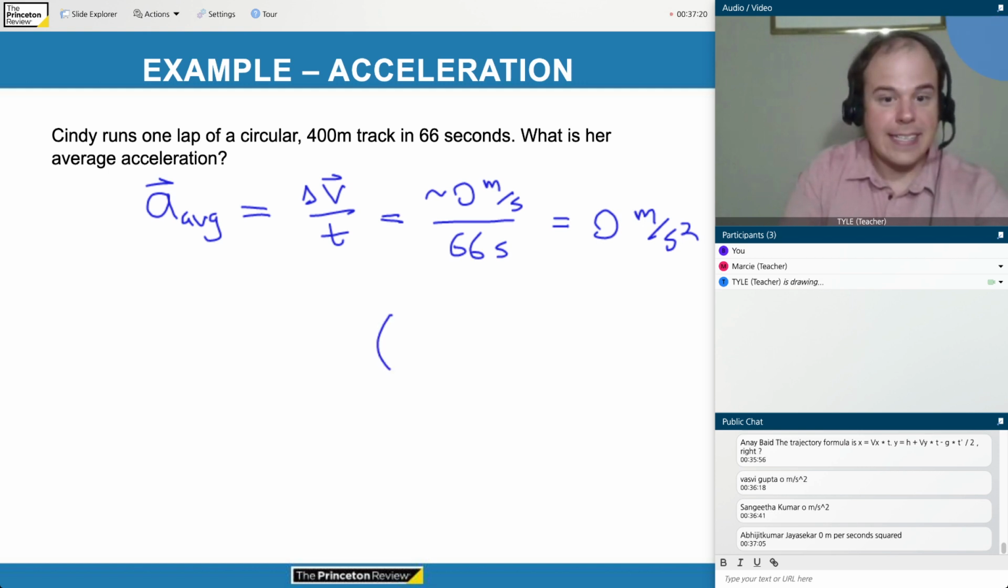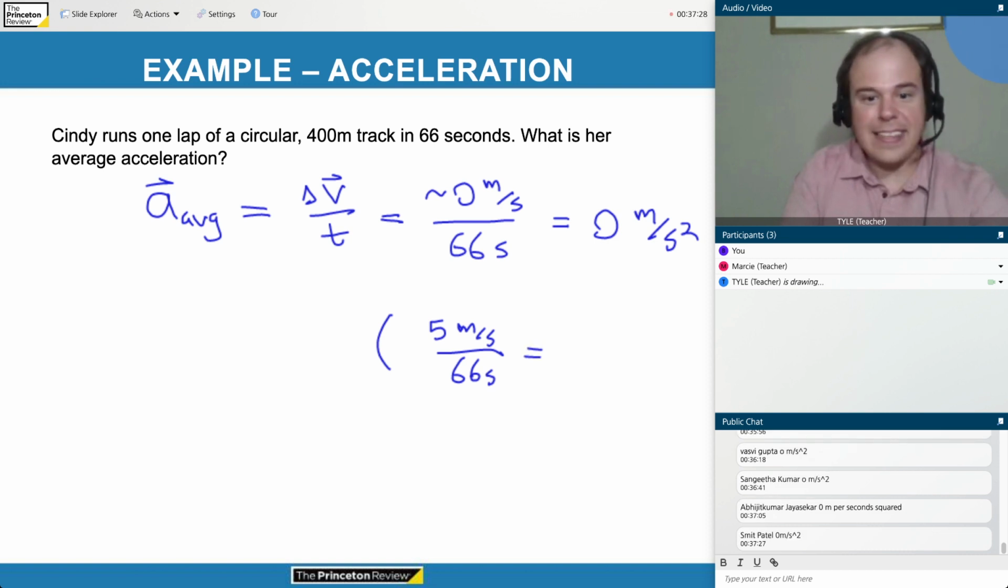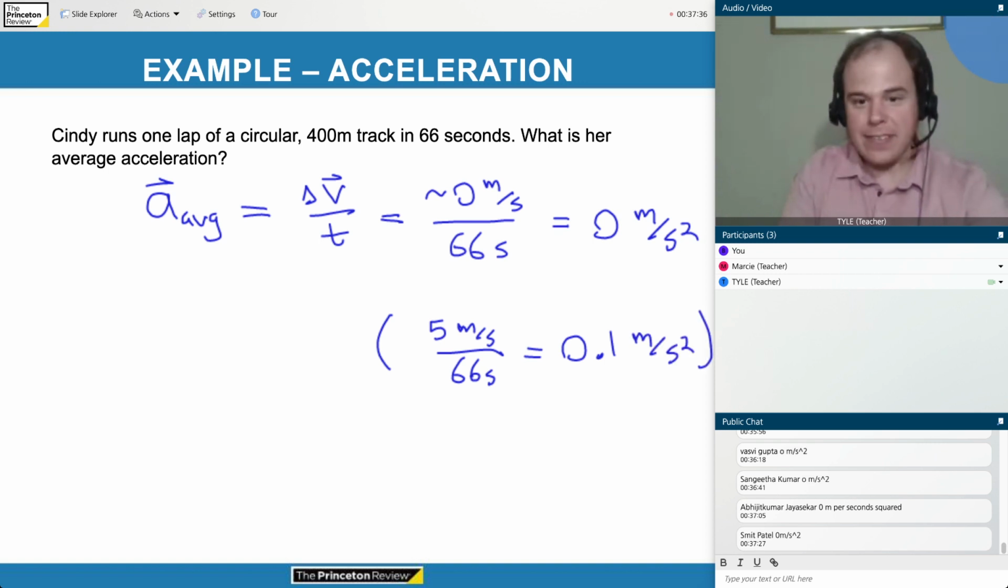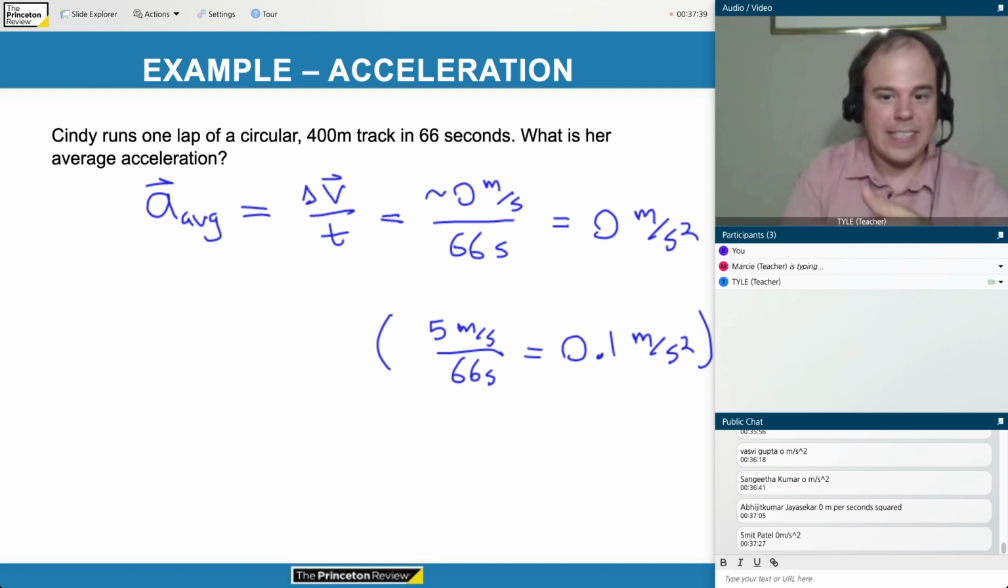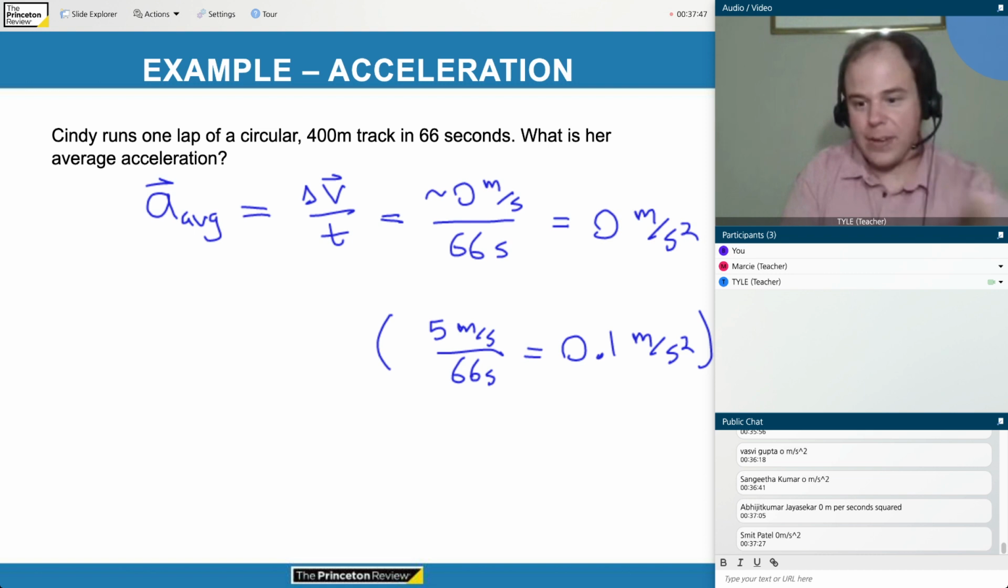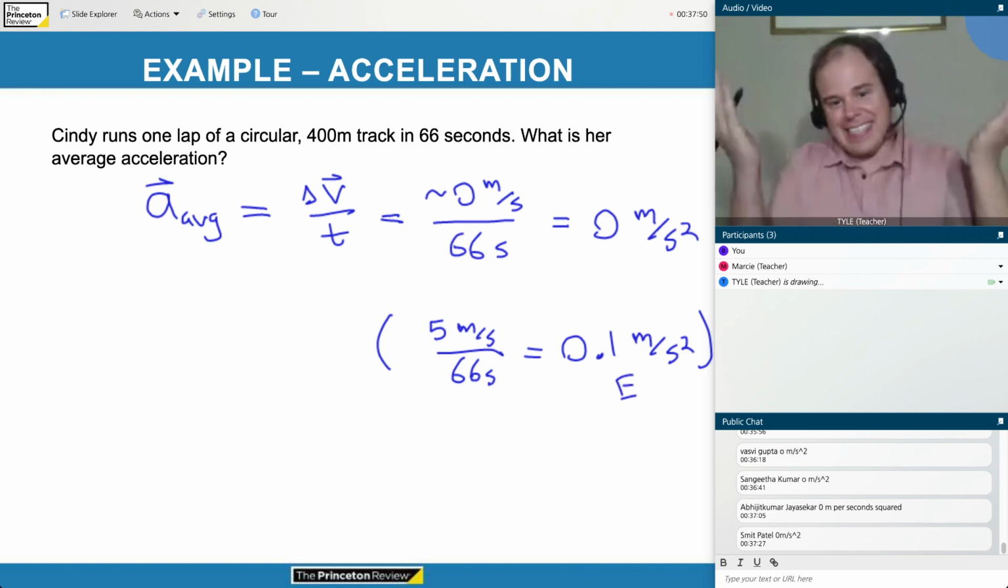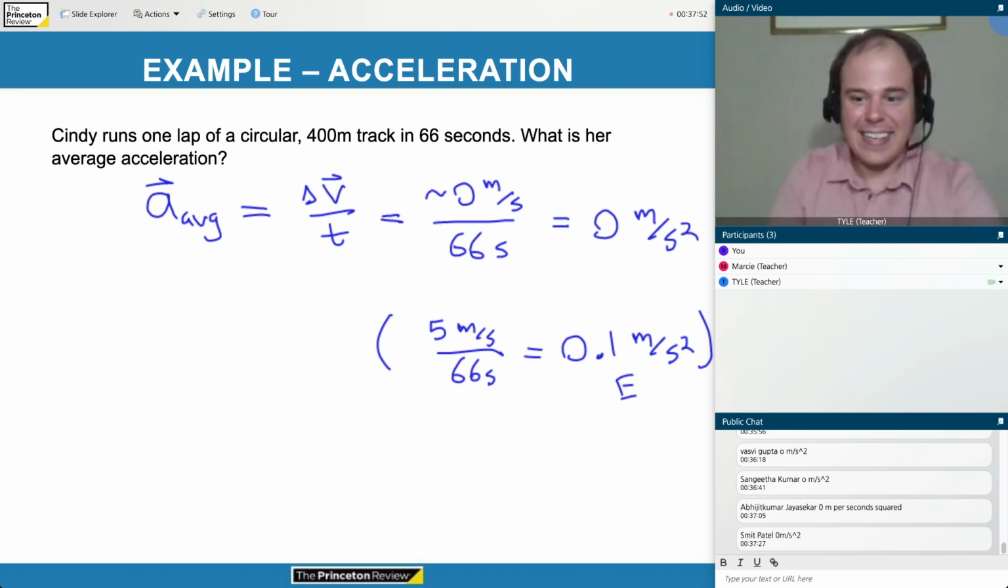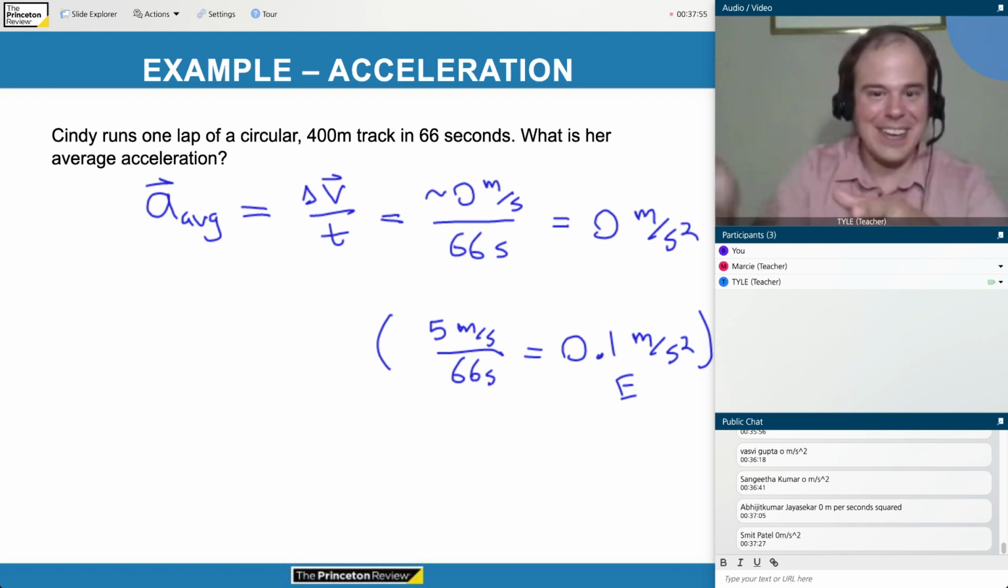Now, just as an example, let's say that actually at the end she was running something like 5 meters per second faster than when she started. Right, then we could just divide these two numbers, and I would get something like 0.1, roughly, meters per second squared. Okay, and I would now have to say which direction this was in. So depending on which way the track was facing, the direction would depend on which way the track is facing. So maybe that's to the east, right, or something like that. Right, we'd have to look at a map of the track to know. Okay, but basically 0 meters per second.